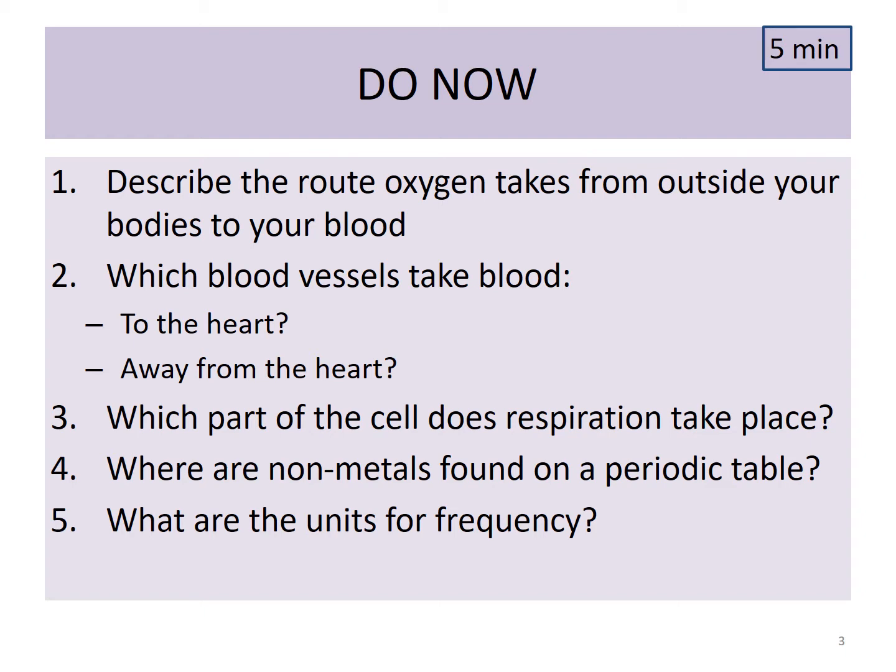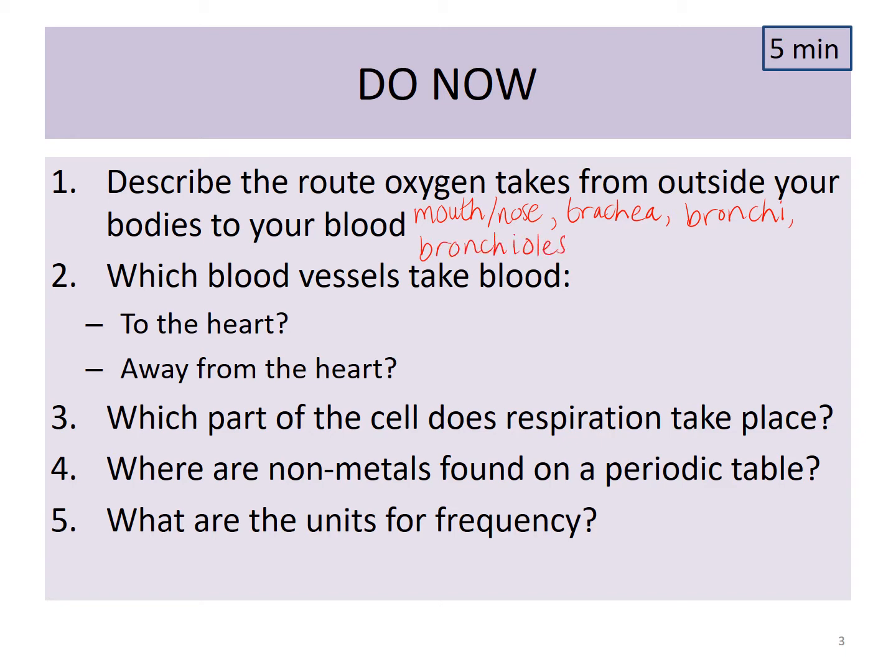Okay, question number 1. Describe the route oxygen takes from outside your body into your blood. So if you can remember, the air when you breathe in enters the mouth or the nose. The oxygen is in that air, so it depends how you breathe, if you've got your mouth open or closed. It's going to go from the mouth or the nose into the trachea. Once it's inside the trachea, it's going to go into one of those main 2 branches called the bronchi, into the smaller ones called the bronchioles.